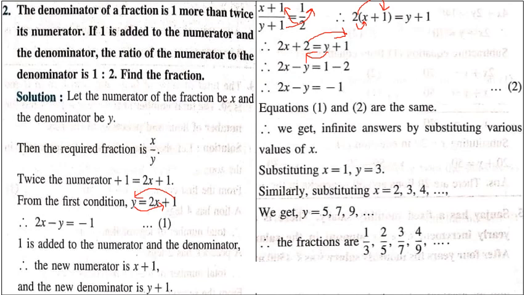So then the fraction would be what? It will be 1 upon 3, 2 upon 5, 3 upon 7 and 4 upon 9. So how do we simplify this? I'll show you all here.